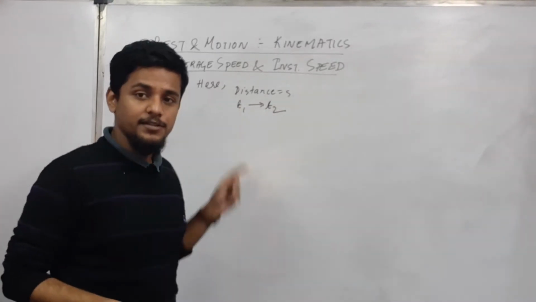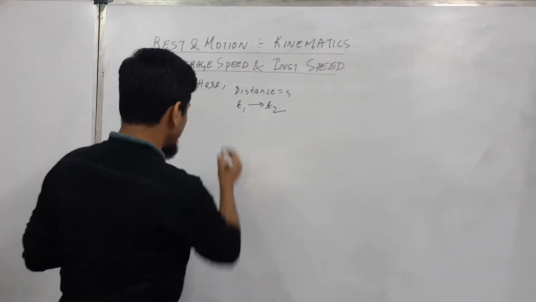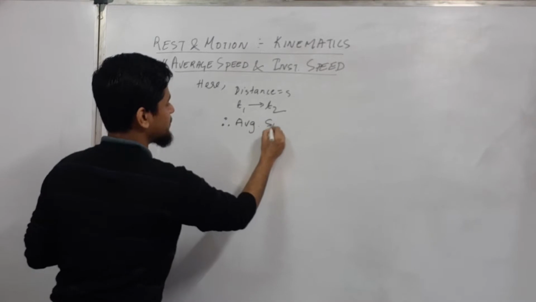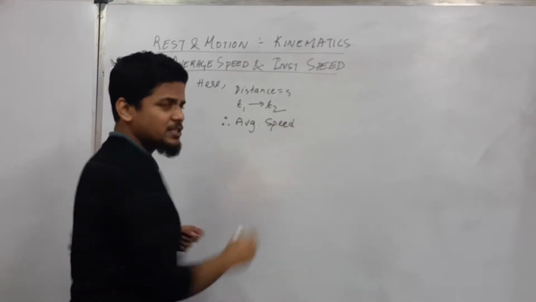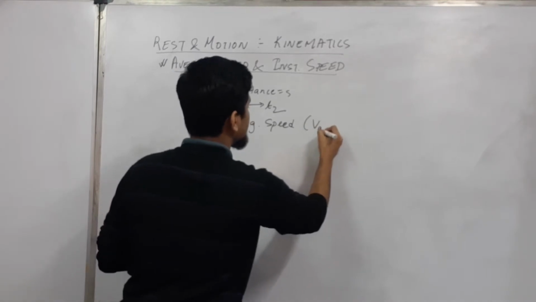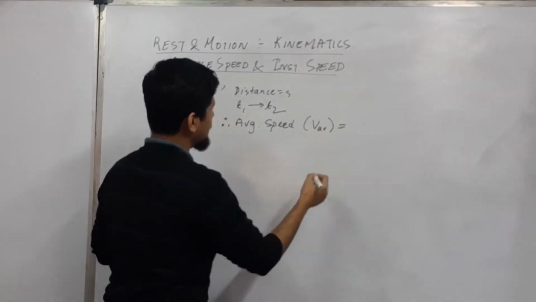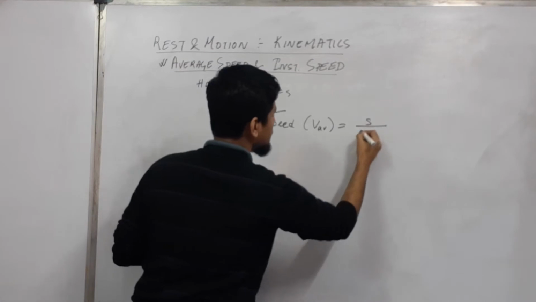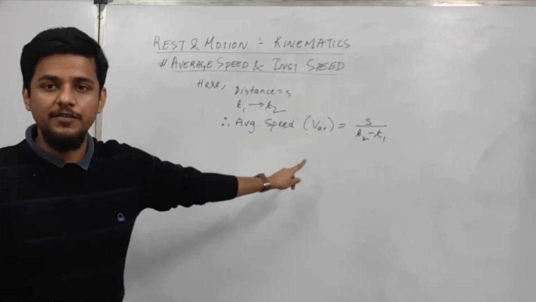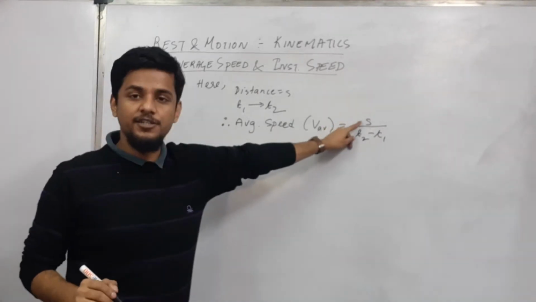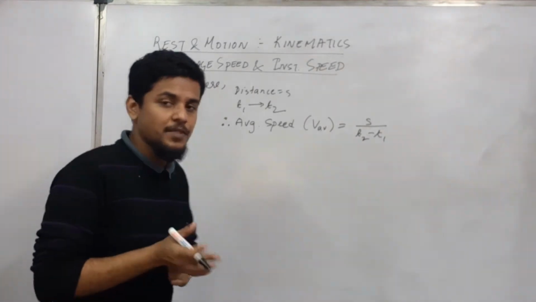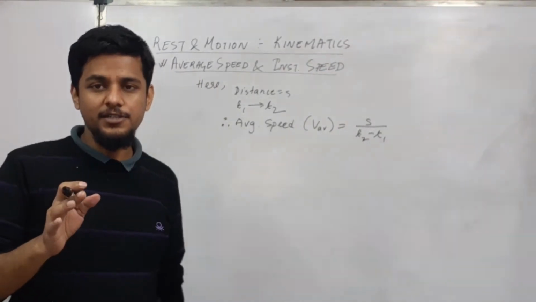So in this case, the average speed, which in general is denoted by V of AB, will be equal to s upon t2 minus t1. So as you can see, very straightforward definition. Average speed is basically the distance traveled divided by the time taken for the travel. So this is a straightforward answer. Now we'll be going into the instantaneous speed.